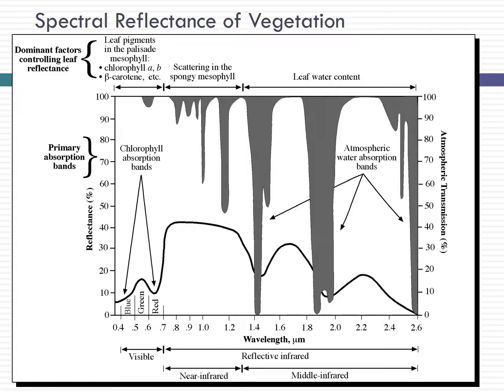And you see that these atmospheric water bands we see at 1.4, it looks like 1.9 and 2.6. Those are areas where nothing gets through.